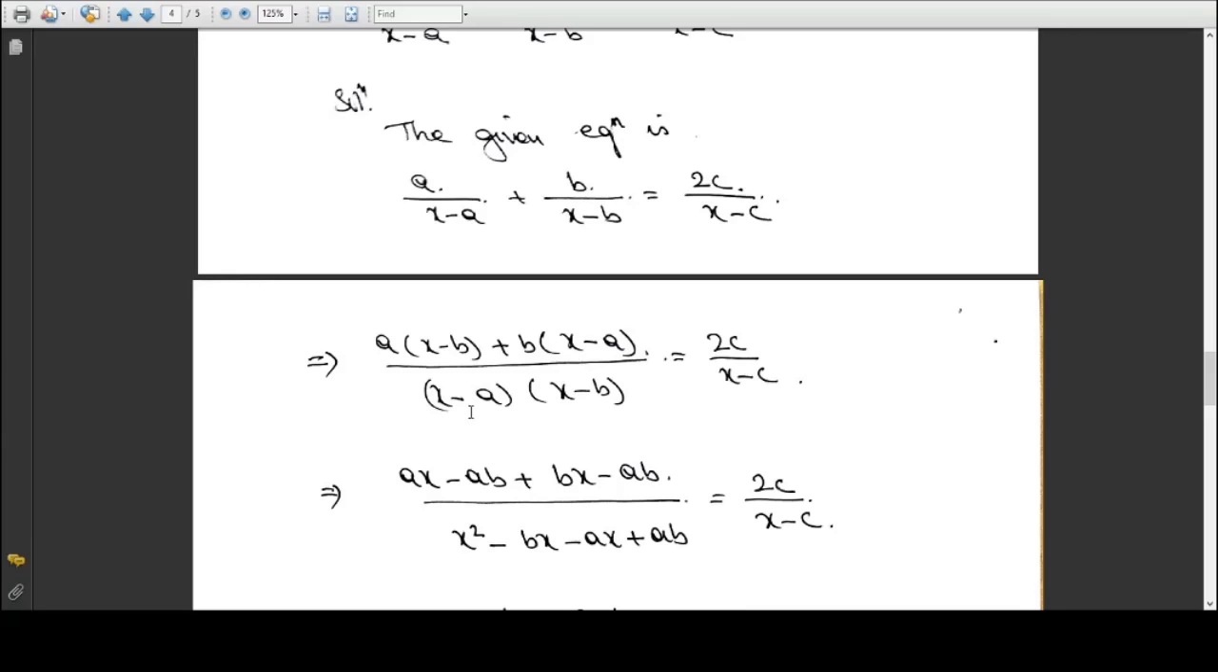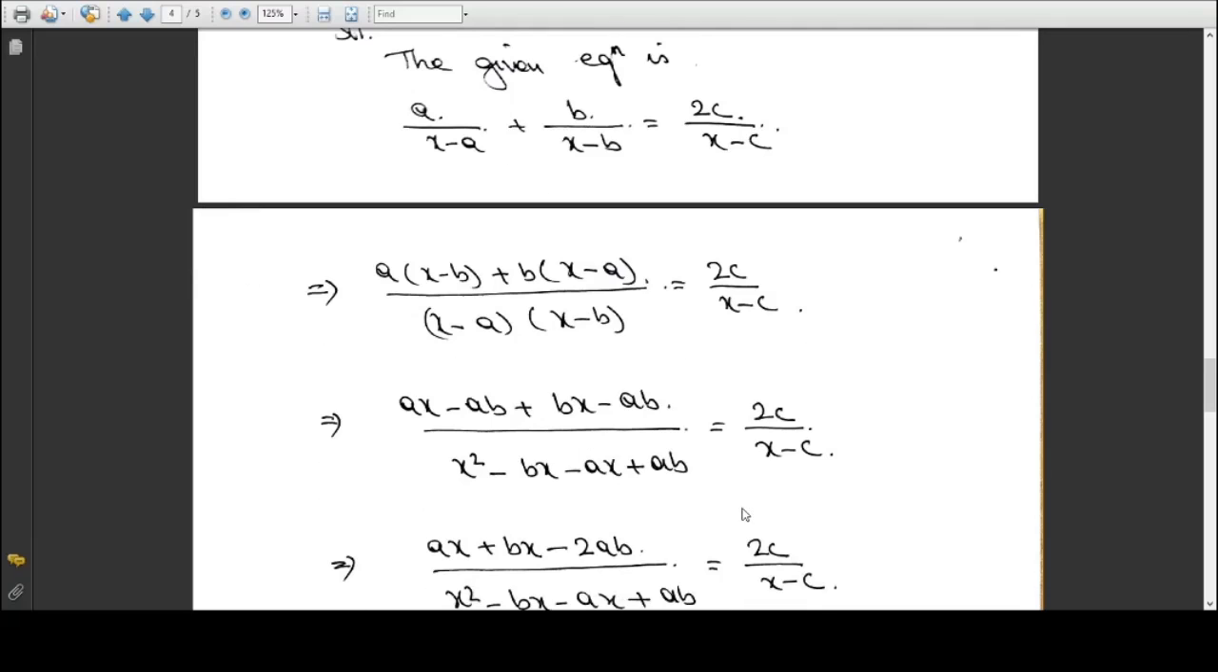Okay, and here with minus a multiplied by x, see, plus times minus is minus, a multiplied by x is ax, and then minus times plus, a multiplied by b is ab, and the right side is the same.